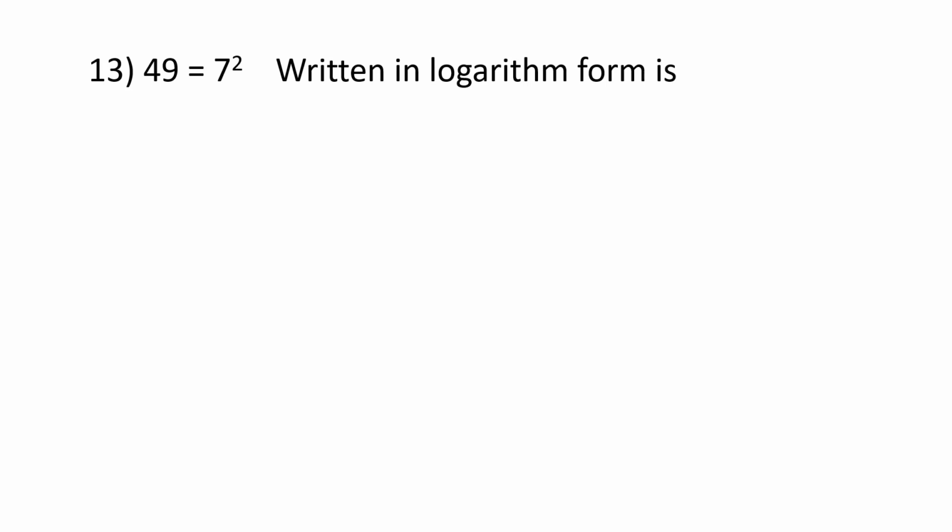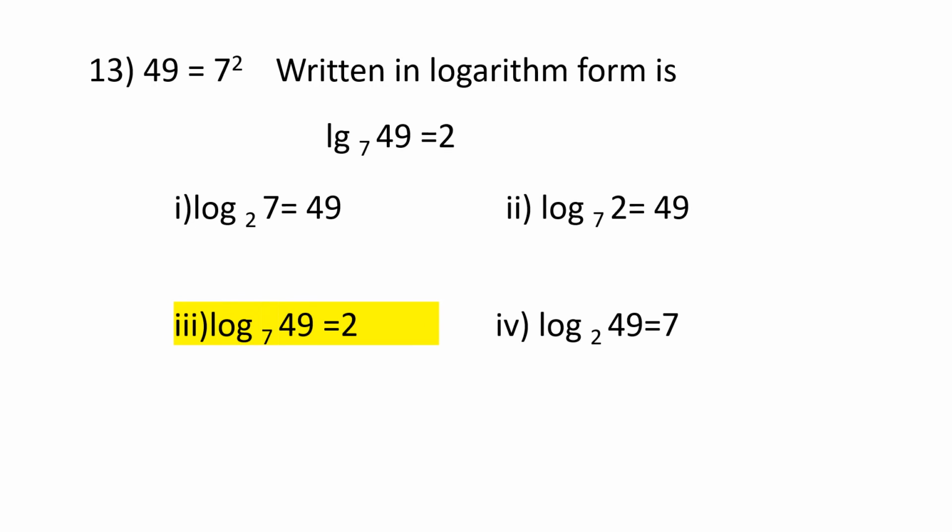Question number 13 now. 49 equals 7^2, written in logarithm form is. Here you know the base is 7 and the index is 2. The base 7 goes as the base of the logarithm and the index goes as the answer. So you can write the logarithm of 49 to the base 7 is 2. From the given answers, answer 3 is the answer.